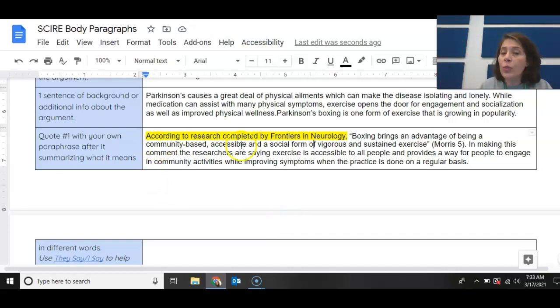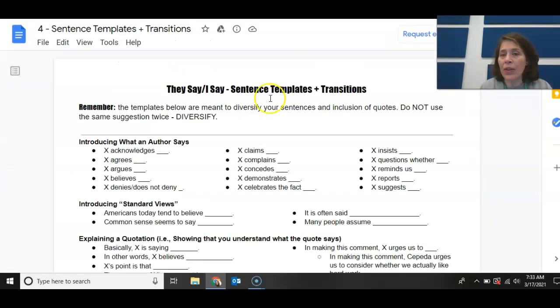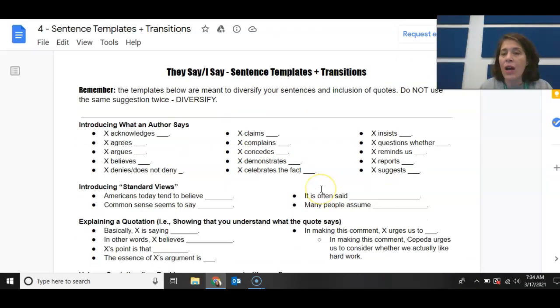So according to research completed by Frontiers in Neurology, boxing brings an advantage of being community-based, accessible, and a social form of vigorous and sustained exercise. And I put my citation here. Now, the next part of this is that you have to summarize what it means in your own words. And I used the they say, I say document to help me with this document right here.